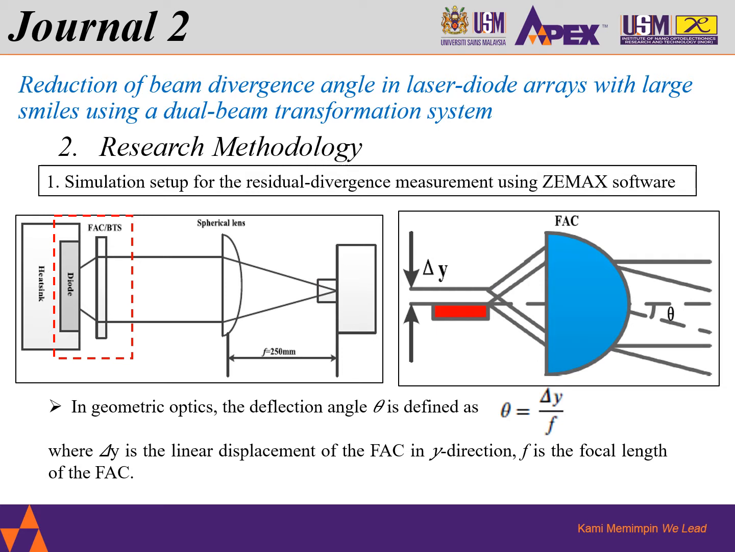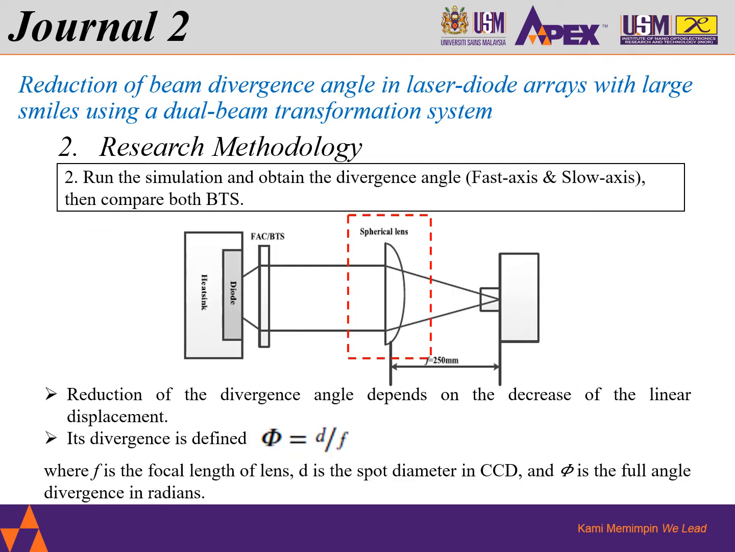So in geometric optics, the deflection angle theta is defined. You can calculate the deflection angle theta by dividing the linear displacement Y by the focal length of the FAC or BTS. When we have the setup ready, we can run the simulation and obtain the divergent angle from both axes, fast axis and slow axis. Then compare both types of BTS, the full and the dual half BTS.